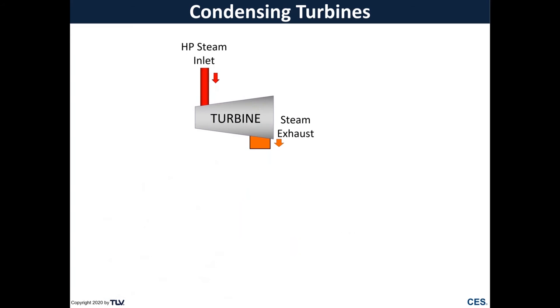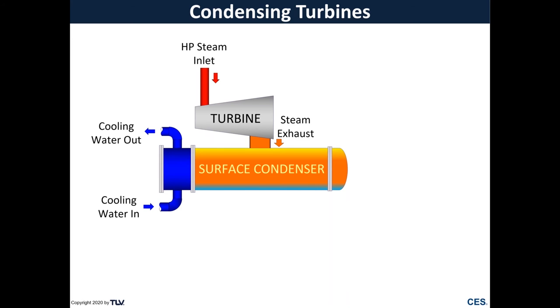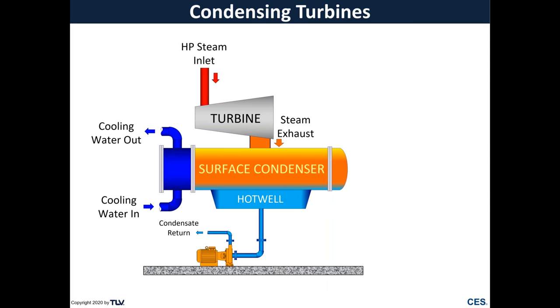With a condensing turbine, we are extracting a large amount of energy from the high-pressure steam supply to produce a high level of horsepower for applications such as generators by exhausting steam to vacuum pressure. The vacuum is created and maintained within a large heat exchanger known as a surface condenser. The condensate that results from the rapid condensing of steam falls into the collection area at the base of the condenser known as the hot well. And the condensate is then piped down to a high-capacity condensate pump, where it is returned back to the boiler.